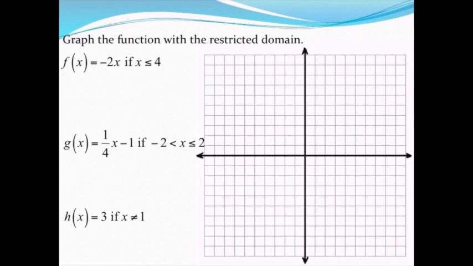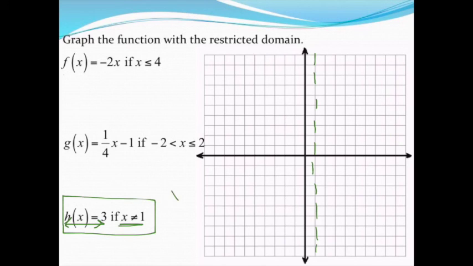And finally, this last one's a little bit weird. Notice the equation is just h of x is equal to 3. So I'm going to have a horizontal line. However, I'm only going to have a horizontal line if x is not equal to 1. If x is equal to 1, nothing's going to happen there. So again, let me draw a wall at where the special boundary line is. I'm going to go ahead and draw my dashed line at 1, so something special is happening there.